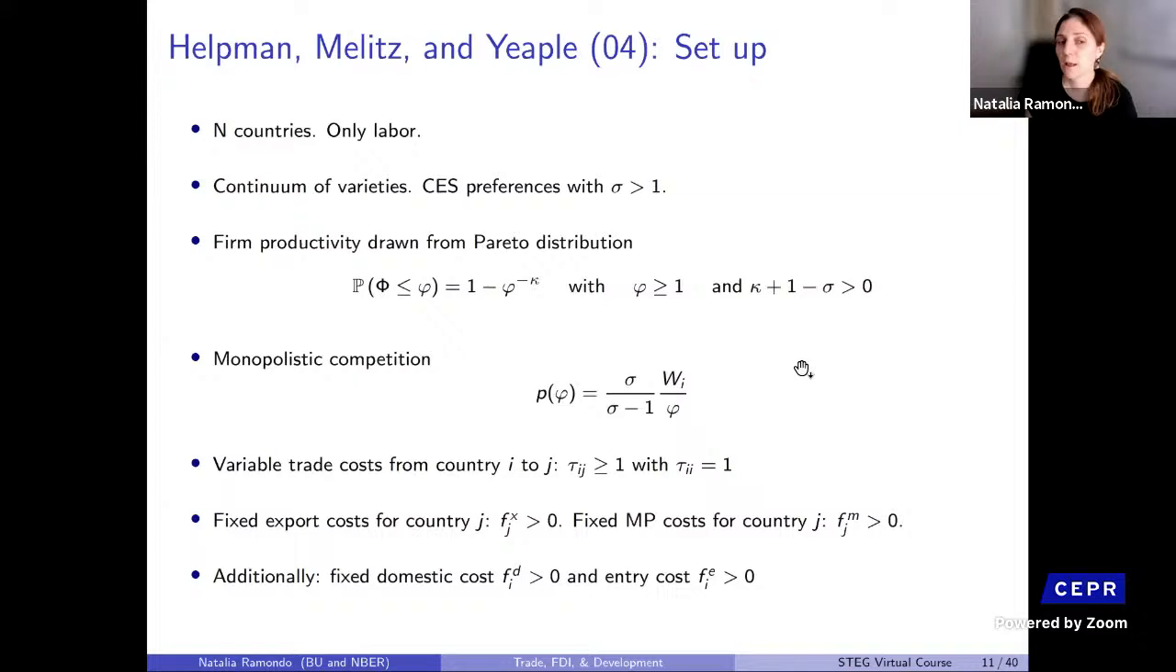Then there's going to be monopolistic competition, as in Krugman and Melitz. So firms are going to price at a markup over marginal cost. And the marginal cost is just the wage over productivity. Now, there's going to be a variable trade cost to trade, here from country i to j. That's what tau_ij means. And then there's going to be a fixed cost of exporting to country j and a fixed MP cost to setting up affiliates in this country. And we can also have a domestic fixed cost and an entry cost to have this first stage of entry a la Krugman. I'm not going to do it here.